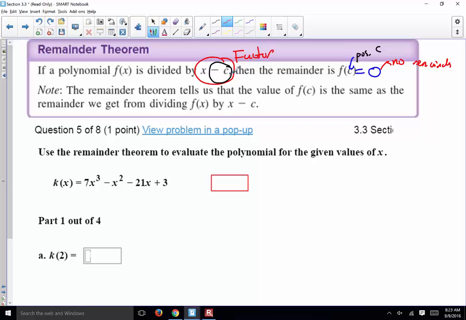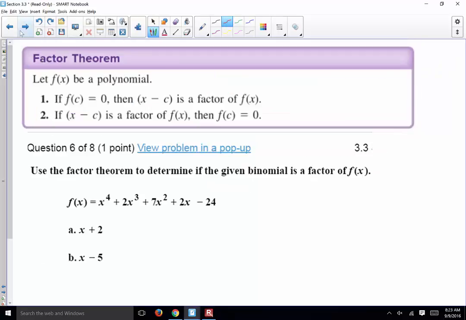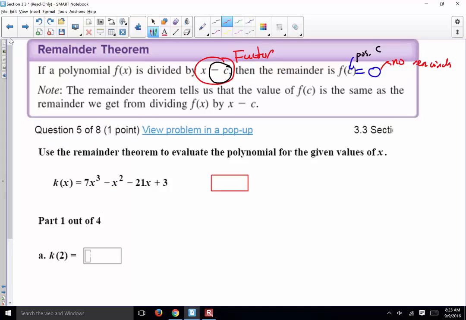And if it's a factor, we call c a zero or x-intercept. That will be coming next. I was just early. Okay, I was just introducing you to the next one. But okay, we will come back to that. Let's first test this out. In the next question, they are wondering what the remainder is.